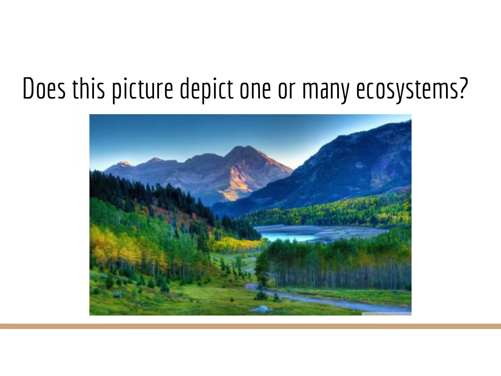So if you look at this picture, my question here is, does this picture depict one or many ecosystems? Give you a second to think about that. You can pause the video. So this picture actually depicts many different ecosystems. You can have a separate ecosystem within the river itself. You have an ecosystem sort of happening within the meadows. You have the forest ecosystem. You have the ecosystems that exist in the mountains. So many, many different ecosystems in this picture.